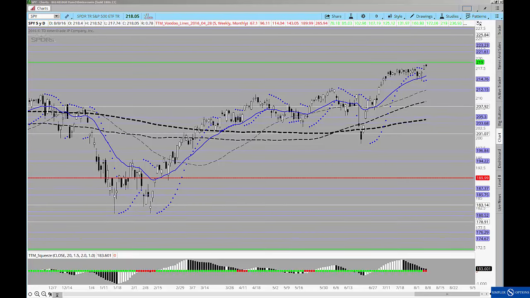For those of you that may not be familiar with it, the squeeze is one of the most important indicators that I use on my charts. I've learned this from John. It's also built into Thinkorswim, so if you use that platform, you can find it already there installed.